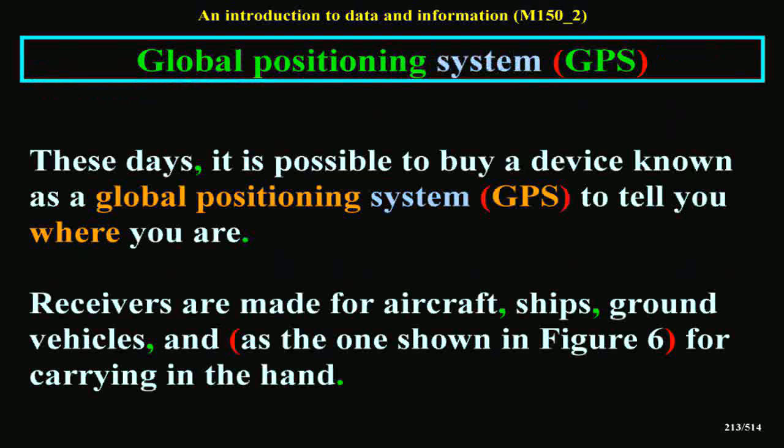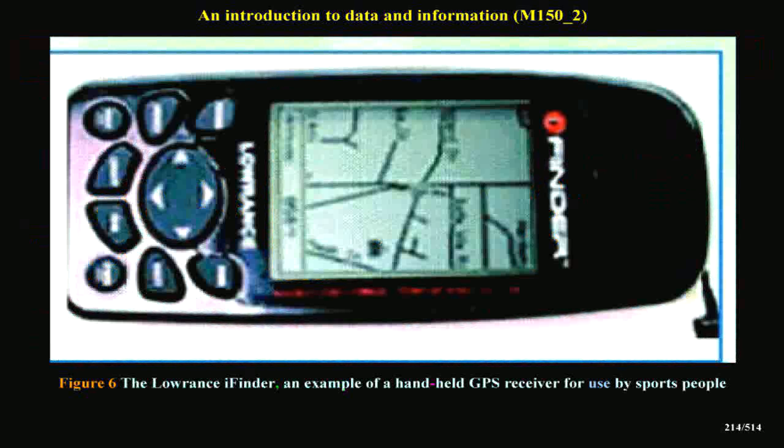Global Positioning System (GPS). These days, it is possible to buy a device known as the Global Positioning System (GPS) to tell you where you are. Receivers are made for aircraft, ships, ground vehicles, and as the one shown in Figure 6 for carrying in the hand. Figure 6, the Lord's Eye Finder, an example of a handheld GPS receiver for use by sports people.